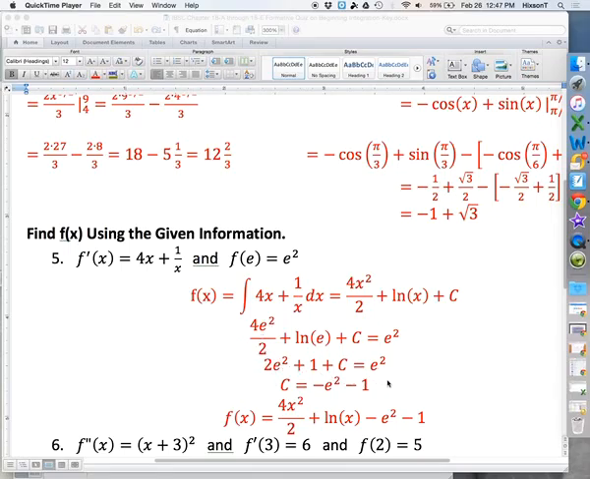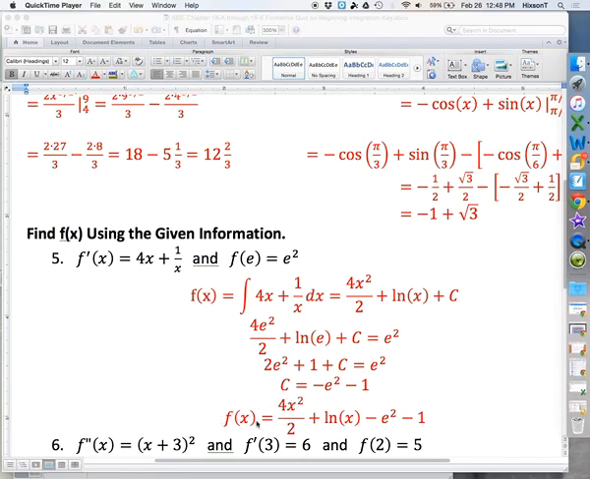If I bring everything to the right-hand side, I subtract, and I get e squared minus 2e squared, so negative e squared, minus the 1. Okay? So that's the constant. And please remember to write your final answer. Okay, don't just stop once you get the constant.